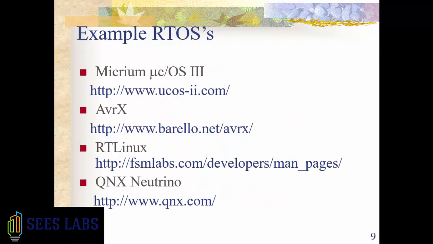Here are some examples of real-time operating systems. Micrium is the name of the company. Micro C operating system 3, AVRX, QNX Neutrino. Linux has also developed its own real-time flavor, which is known as real-time Linux.